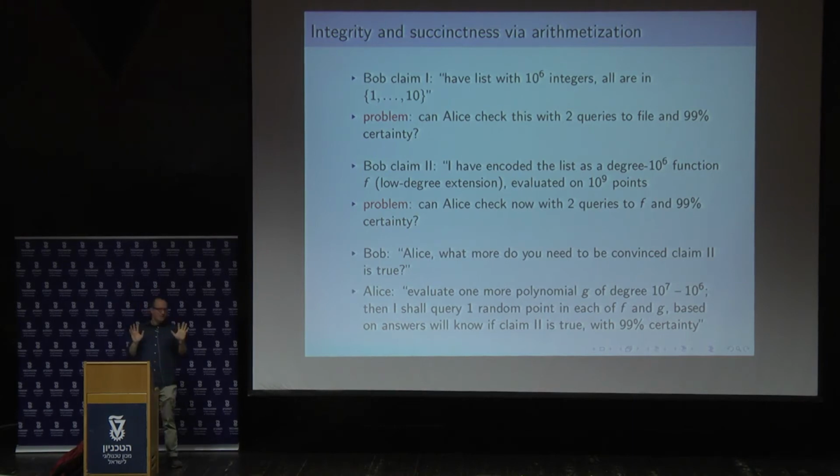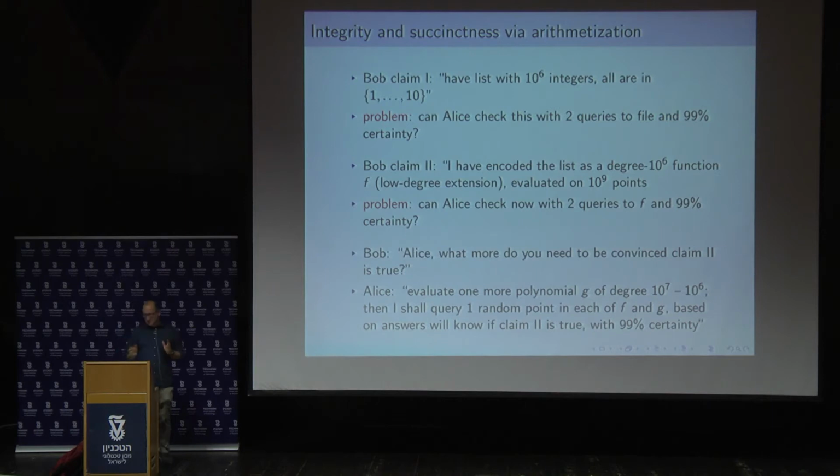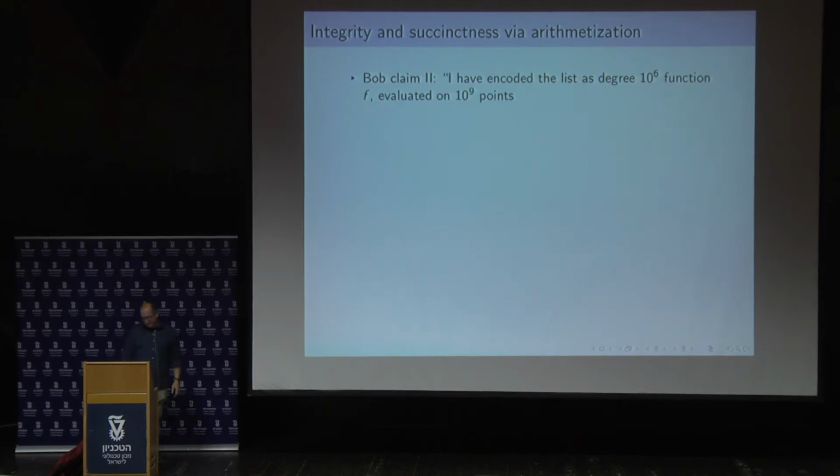And I have already a test that I will show you in a minute. I'm going to query 1 random location in both f and g, and that's all I need to know. And now I will know with very high certainty, 99% certainty, whether the original list has all numbers in the range 1 to 10 or not. All of them. Now you're wondering, oh, this is some kind of magic. How can it be? Yes, of course, it's magic called math. So let's see now, what's the test?